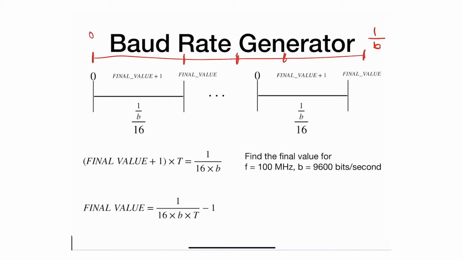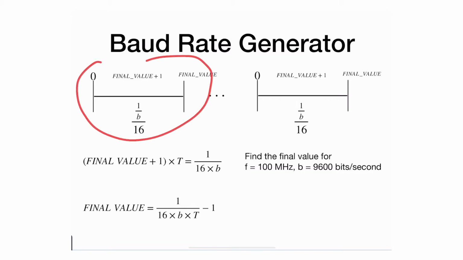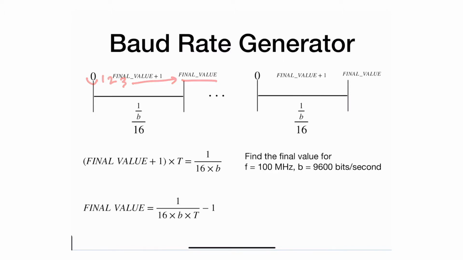Anyway, the reason why I'm looking at it is because I really want you to focus on one of these here, because my timer doesn't see the whole thing, it just sees one of the ticks. So here I'm showing you how the timer will count. My timer will count from 0, 1, 2, 3, all the way to the final value. And of course, that means it counts for final value plus 1, because it counts from 0. And that particular period should last for this amount of time. Remember, 1 over b is just the time. Anyway, if you put everything together, you're going to get this particular equation.